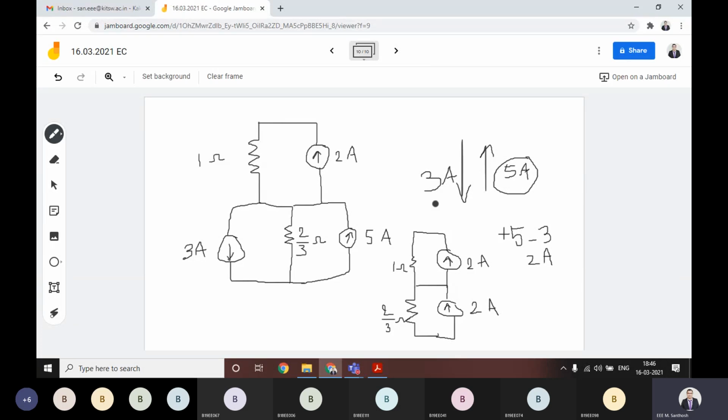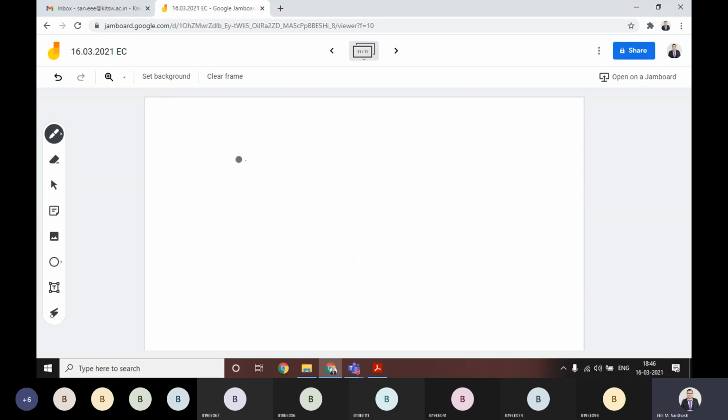First I am converting this one. What is the value of the voltage source? 1 ohm, 2 amperes. Obviously it is directly giving you 2 volts. Plus minus, for calculation, directly you will get 2 volts. That is in series with 1 ohm. Okay, this is point A. And if you calculate, that resistor value will be the same, that is 2 by 3 ohm.